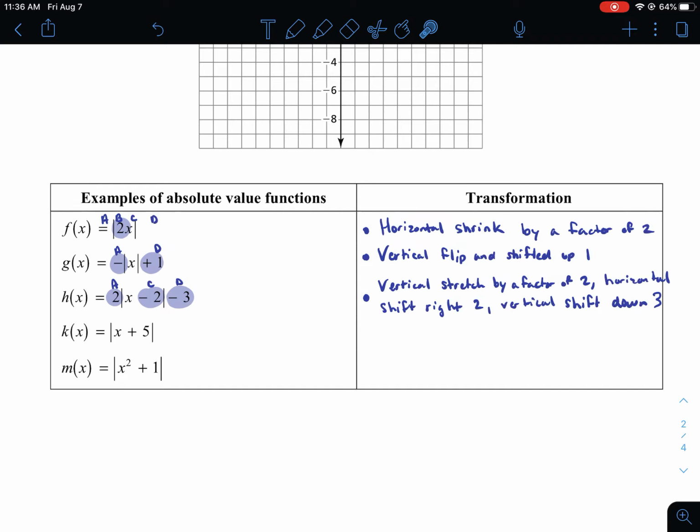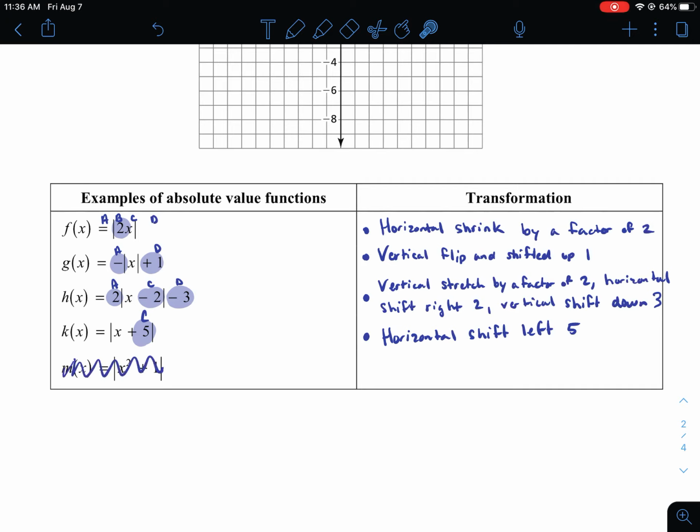Okay. And the last one, this one's pretty straightforward. Only one thing was added to it. So you just have the 5 added to it, which is C. Remember, whatever's in there is going to do the opposite of what you think it will do. Okay. +5 is a horizontal shift, but it's not to the right 5. It's actually to the left 5. And you can check and verify it if you want.